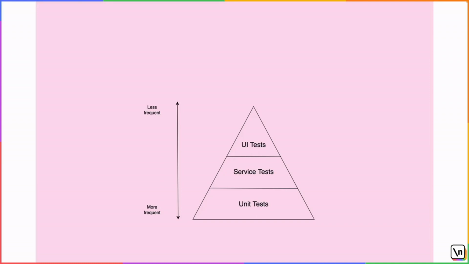At the bottom, you have unit tests. As the name suggests, these validate atomic units of code, which are usually functions or procedures or methods in OOP. These tests are the smallest and most granular, and they test individual functions or classes. Unit tests provide the quickest feedback and highest confidence in isolated code.